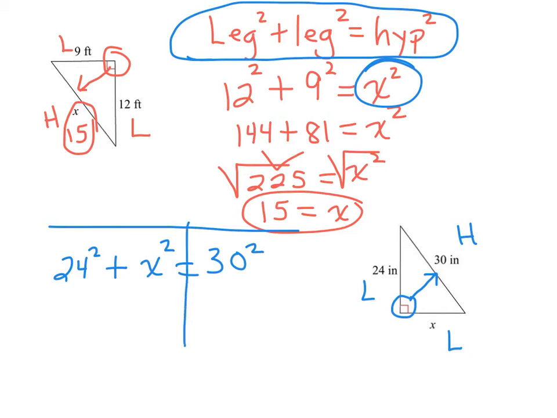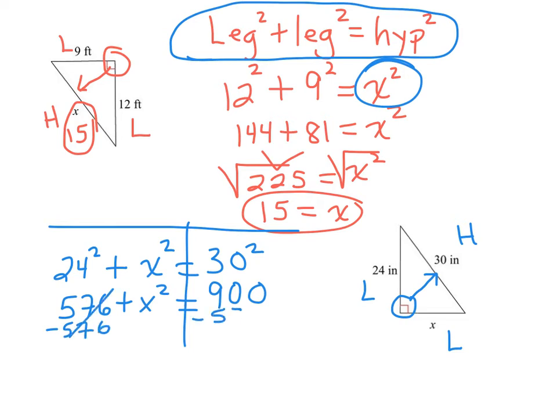Same deal, I need to do my exponents first. So 24 squared is 24 times 24, and that is, I believe, 576. Yep. I'm copying this part because I can't do anything with it yet. 30 squared means 30 times 30, and that is going to be 900. And now my task is to get the x squared by itself. To get the x squared by itself, I need to get rid of the 576. So I'm going to subtract 576, so that goes to 0 right there.